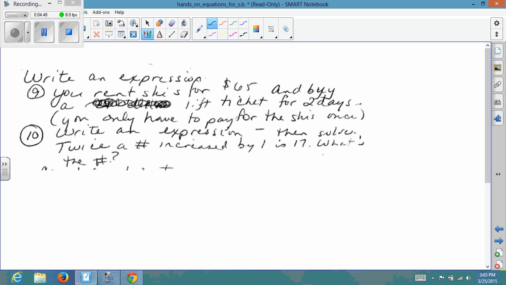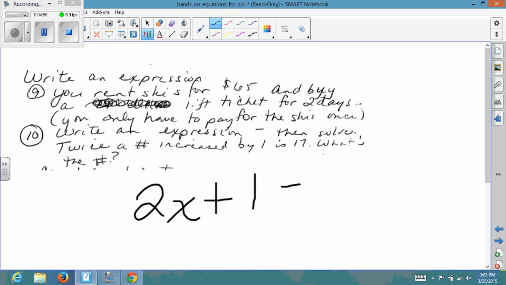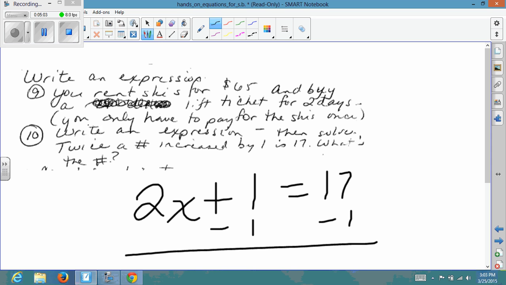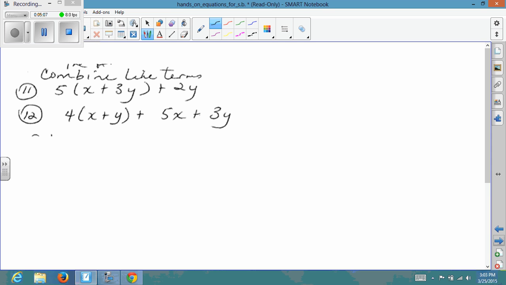Okay, number 10, write an expression, then solve. So number 10 is like the first few in that you're starting that way. So it says twice a number, 2x, increased by 1 is 17. So when you use the kit, the first thing we did was we took a 1 off of each side. Figure out what that is, and then do the math.